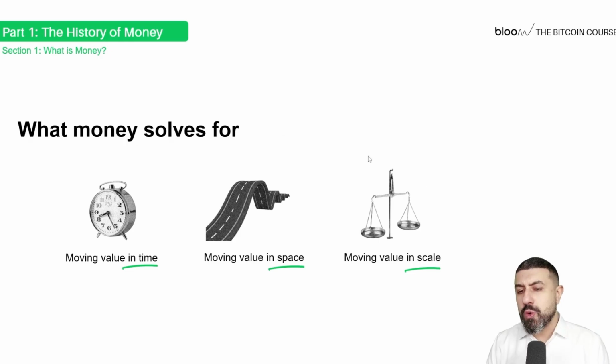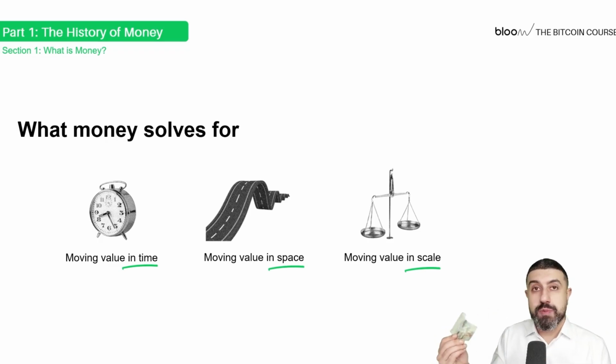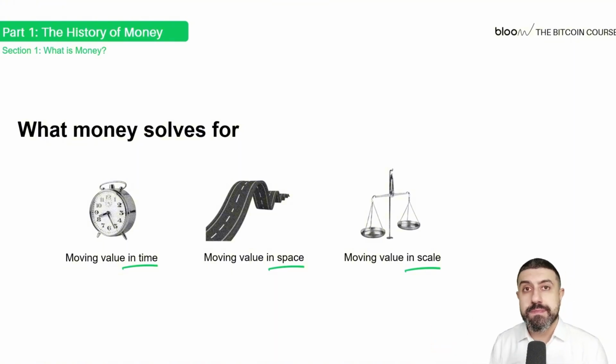Now I also don't need to spend all of it, right? I can spend just $5 because I want to get something small, or I can add it up with other monies that I have accumulated and buy something bigger. So I can also move the value in scale. This is what money solves for.